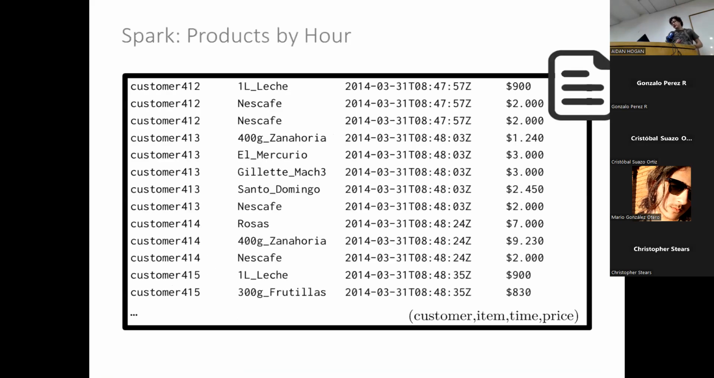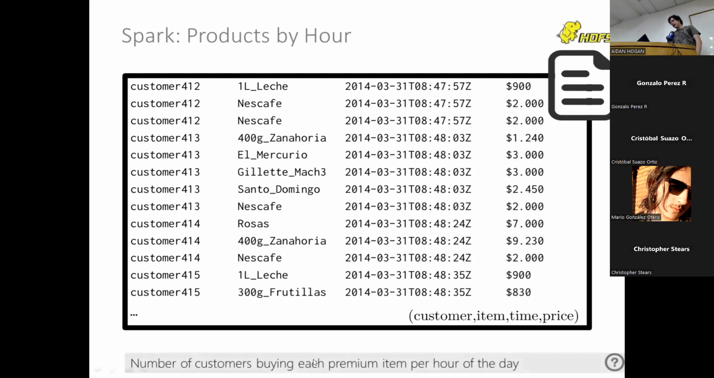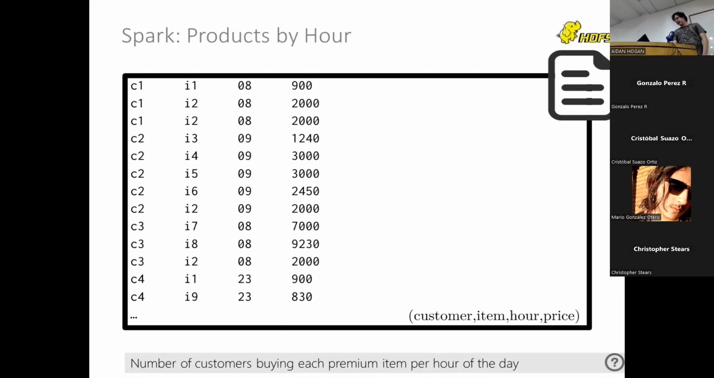Okay. So for an example, we're going to take the running example that we had before, where we have a large TSV file with information about customers, about products, about the time that the customer bought that product and for what price. And we'd like to know the number of customers buying each premium item per hour of the day. So how this looks in Spark is something like this.